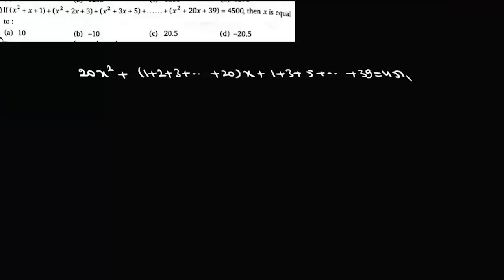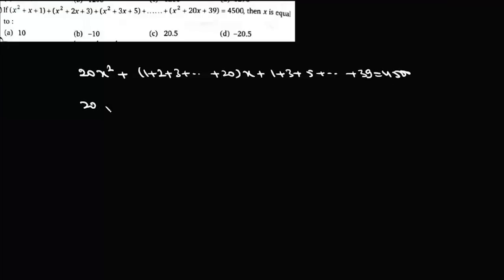Now here the question is, we are given this quadratic equation in which we have x square plus x plus 1 plus x square plus 2x plus 3, x square plus 3x plus 5 up to x square plus 20x plus 39, and it is equal to 4500. Then the value of x is equal to what? Now we have 20 factors. So if we take x square, there will be 20x square plus, and what is the coefficient of x? It is 1 plus 2 plus 3 up to 20. So there will be 1 plus 2 plus 3 up to 20 times x, and then we have 1 plus 3 plus 5 up to 39, and this is equal to 4500.